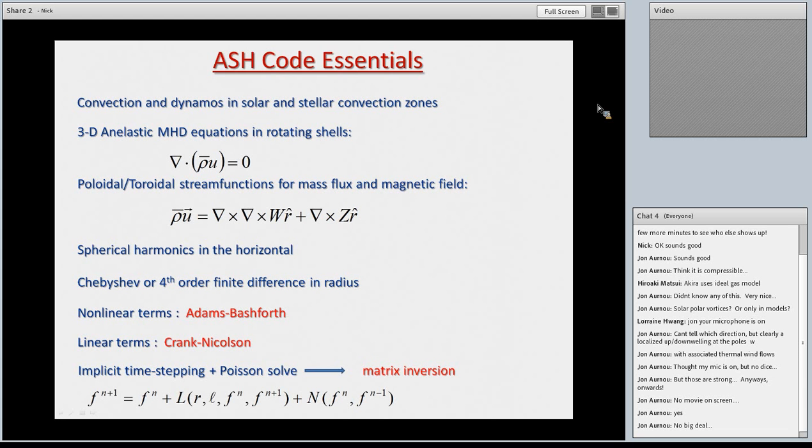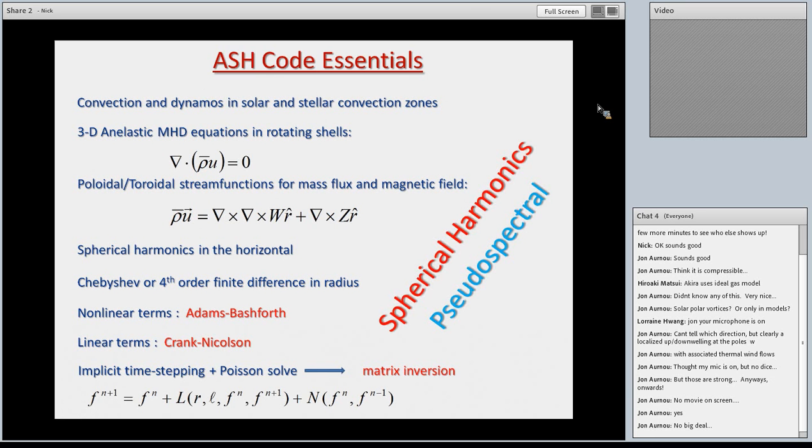For the nonlinear terms, we use an Adams-Bashforth approach for the time stepping, and for the linear terms, we use an implicit Crank-Nicholson approach. So because we do implicit time stepping, and there's sort of a Poisson solve built into this, we have to do a matrix inversion. So that comes into play a little bit soon. But those are sort of the basics, the essentials of the code. So the thing to take away is that it's spherical harmonics, spherical geometry, and pseudo-spectral.